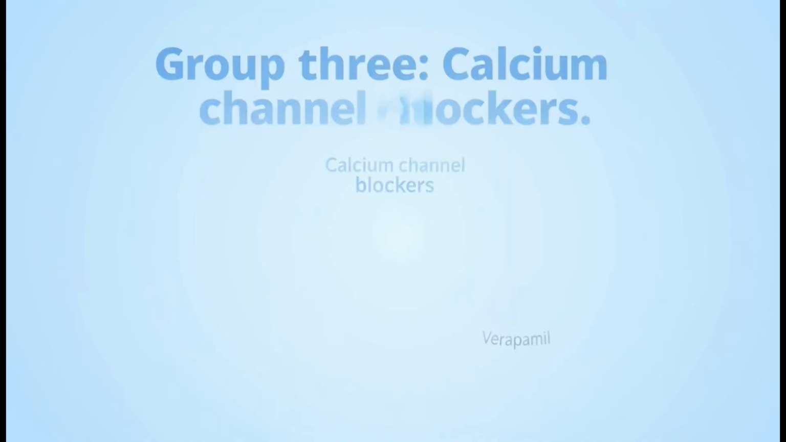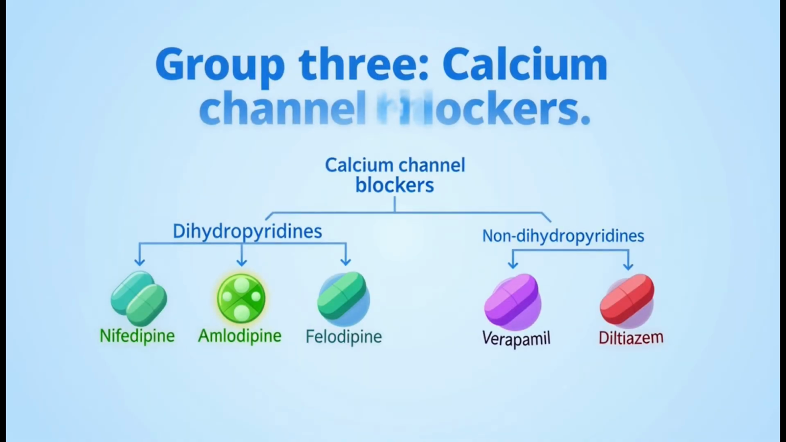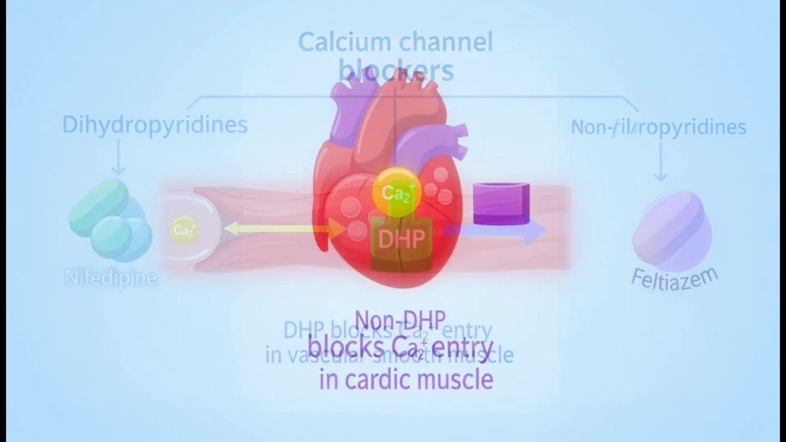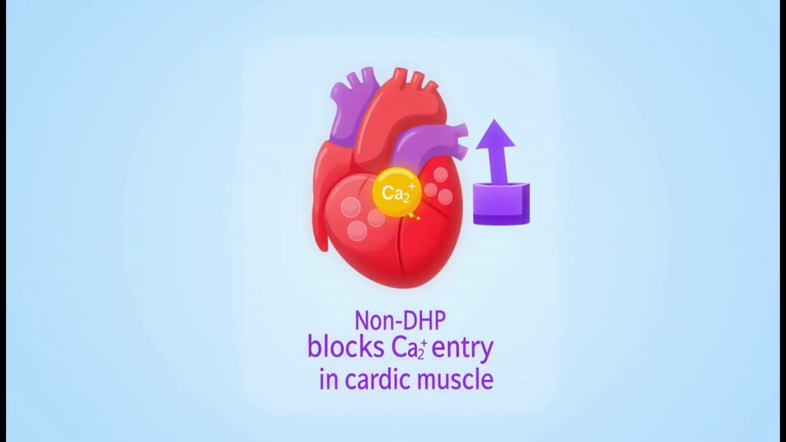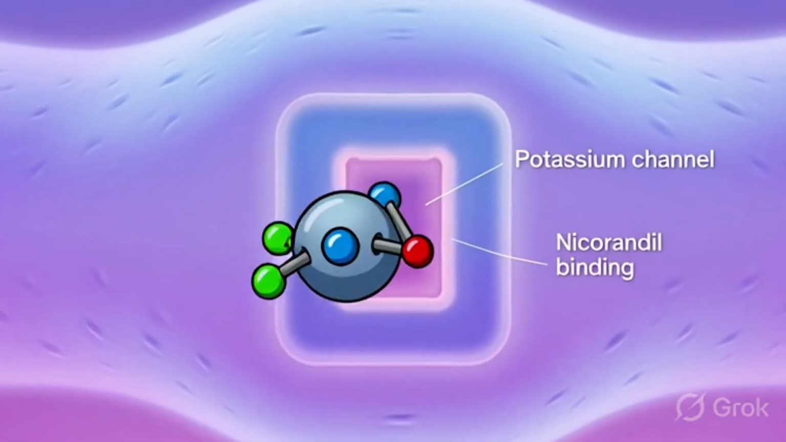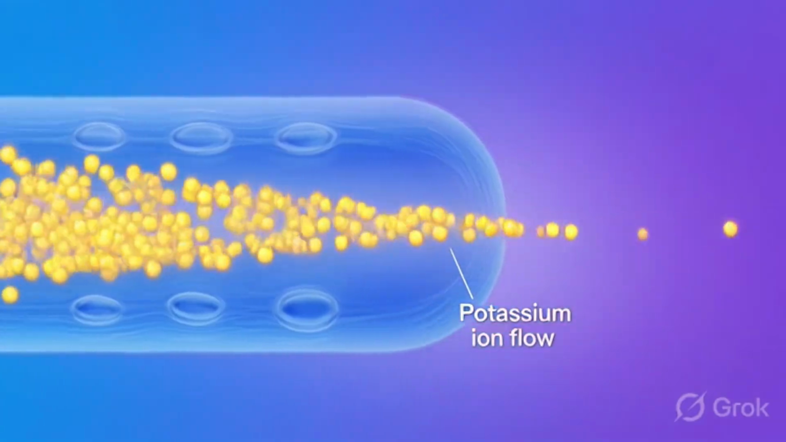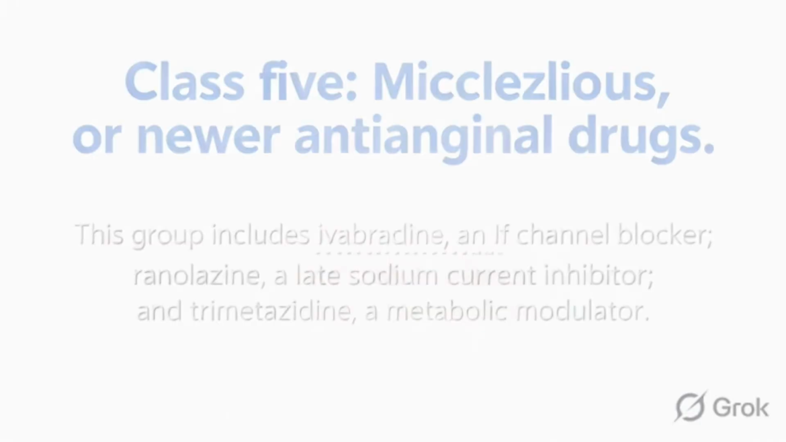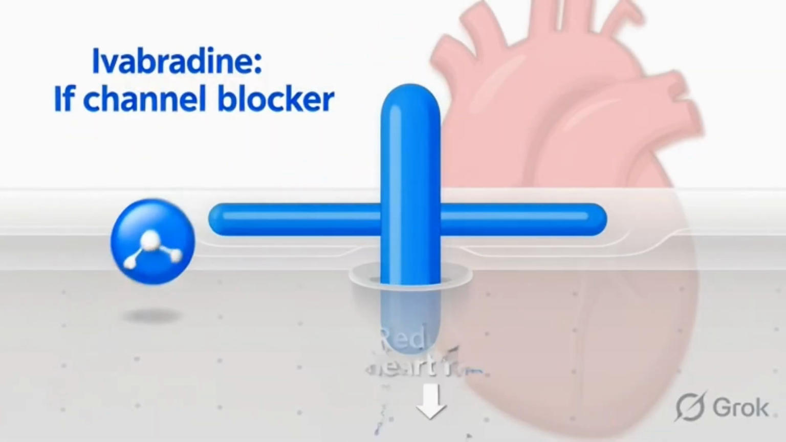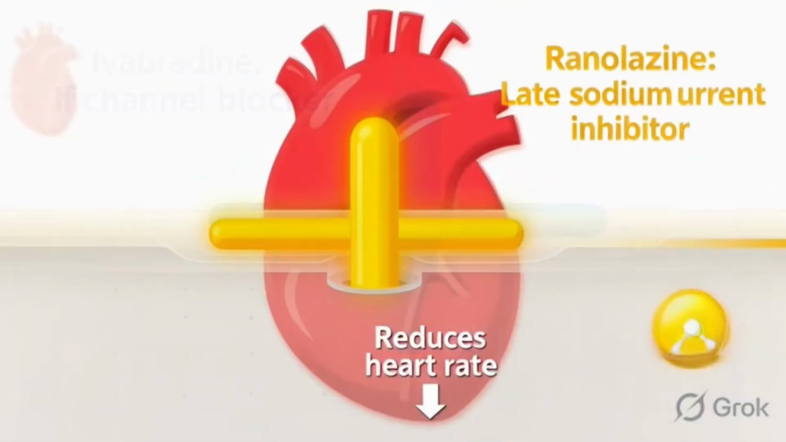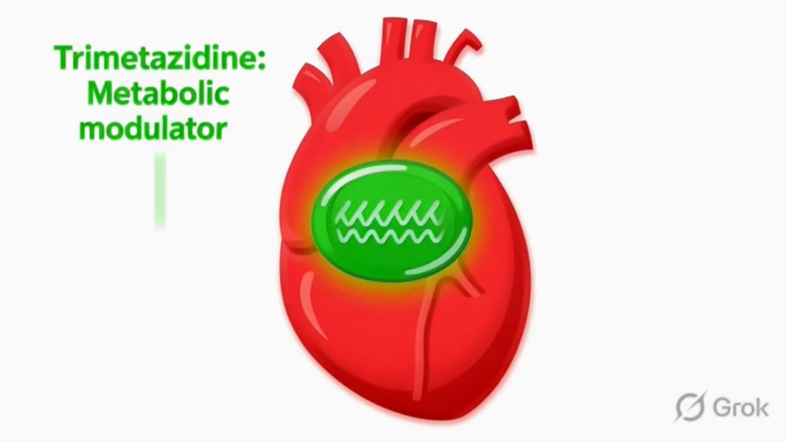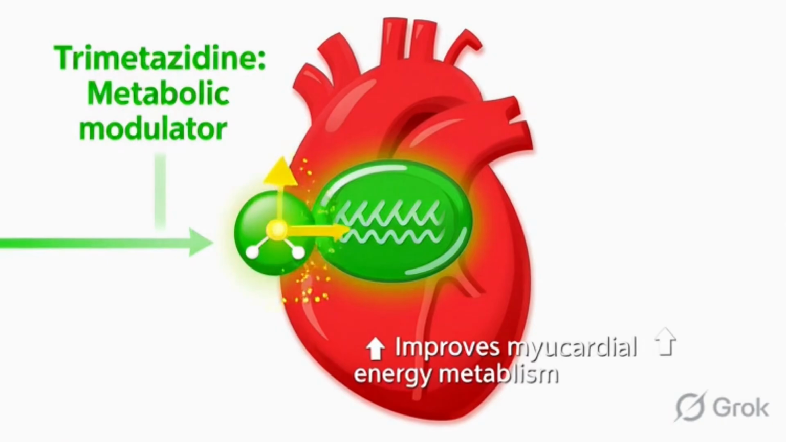Class 3, calcium channel blockers. These are divided into dihydropyridines, like nifedipine, amlodipine, and felodipine, and non-dihydropyridines like verapamil and diltiazem. Class 4, potassium channel opener, nicorandil, which also carries nitrate-like activity. Class 5, miscellaneous or newer antianginal drugs. This group includes ivabradine, an If channel blocker, ranolazine, a late sodium current inhibitor, and trimetazidine, a metabolic modulator.